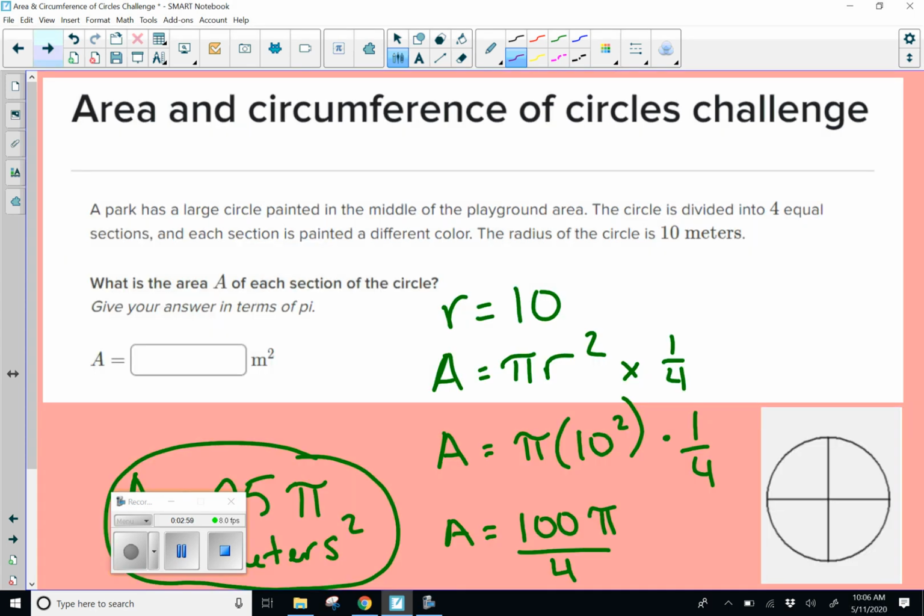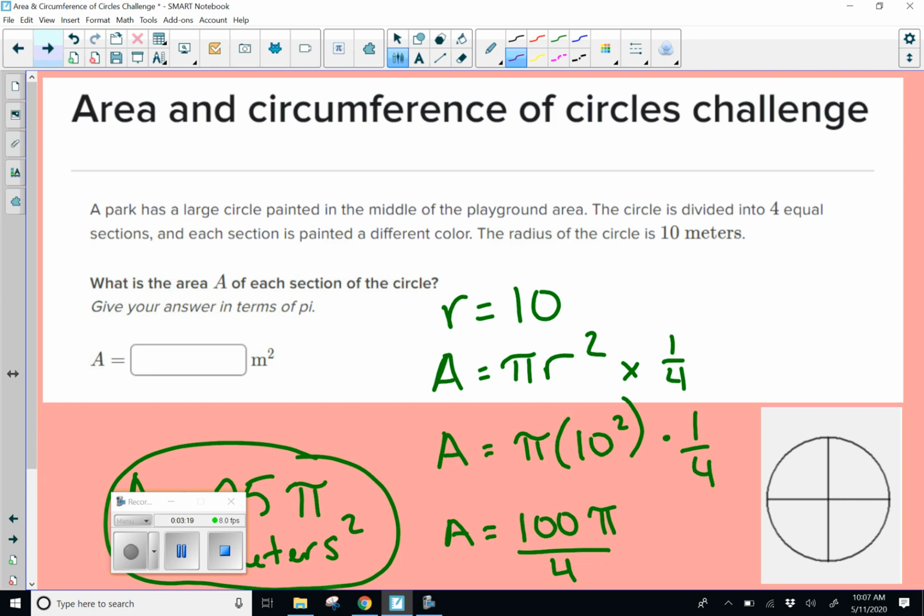Okay, let's try this one. It says a park has a large circle painted in the middle of the playground area. The circle is divided into 4 equal sections, and each section is painted a different color. The radius of the circle is 10 meters. What is the area of each section of the circle?